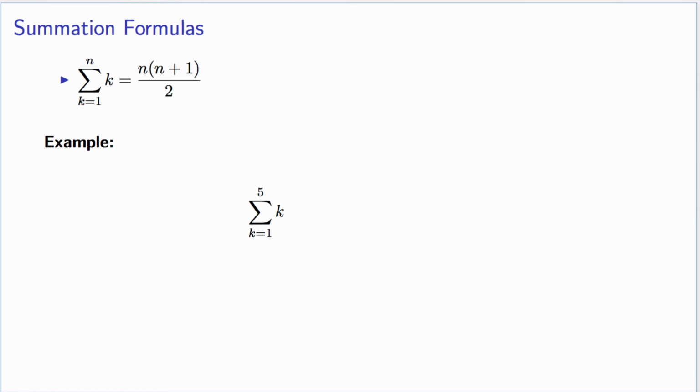So in our example, we have the sum from k equals 1 to 5 of k. So our n here is 5. Remember what this means. When k is 1, we get 1 plus 2 plus 3 plus 4, and we stop at 5 because our upper limit of summation here is 5. Adding these numbers up, we get 15.